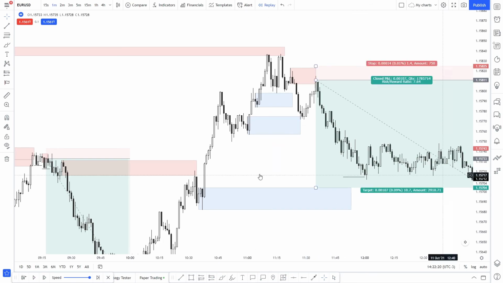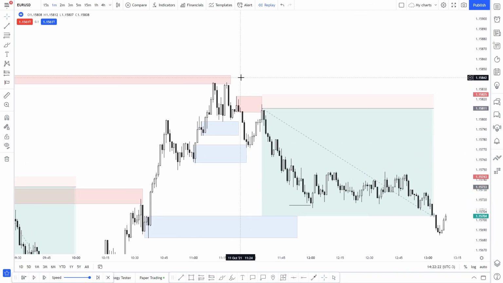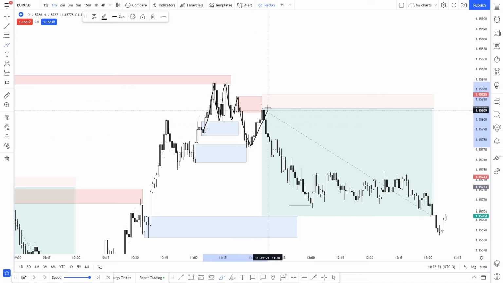I am recording right now. And then you try and go for that cost. So here we had an area of demand that created this move up. React to the area of demand. We failed to create a high, comes back down, fails to hold, go for the cost, right?